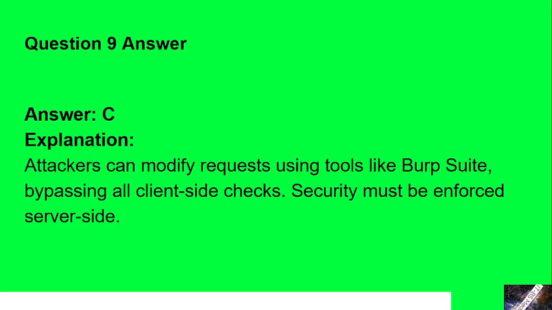C is the answer. Attackers can modify requests using tools like Burp Suite, bypassing all client-side checks. Security must be enforced at the server side, because when a request is sent from the browser, it may be intercepted, and if it is intercepted, it can be modified and sent to the server. That is why security must be enforced at the server side, not at the client side, which is the browser.